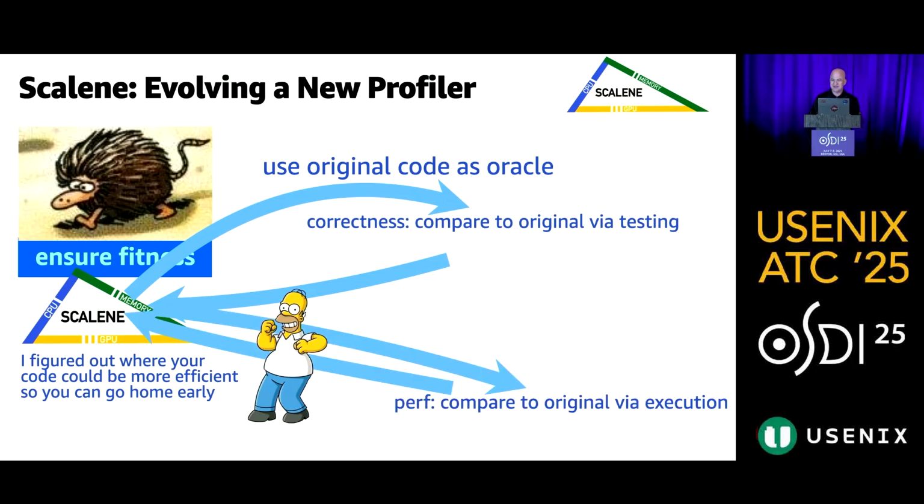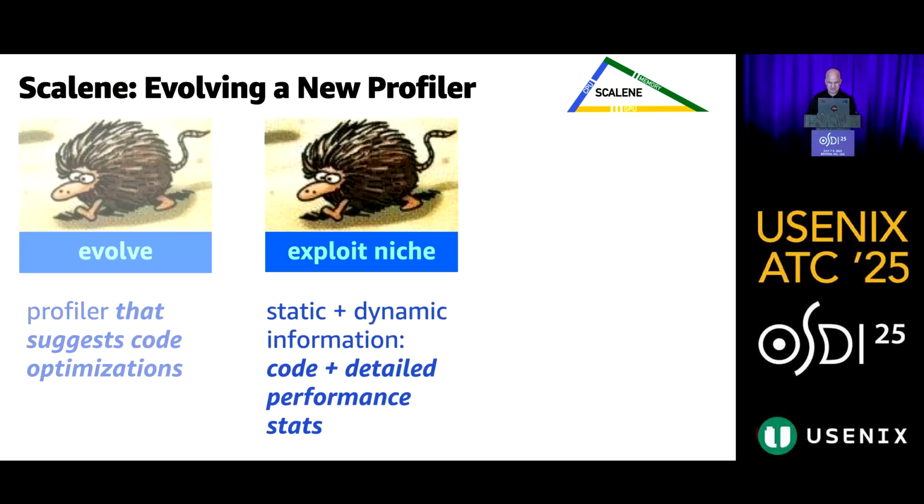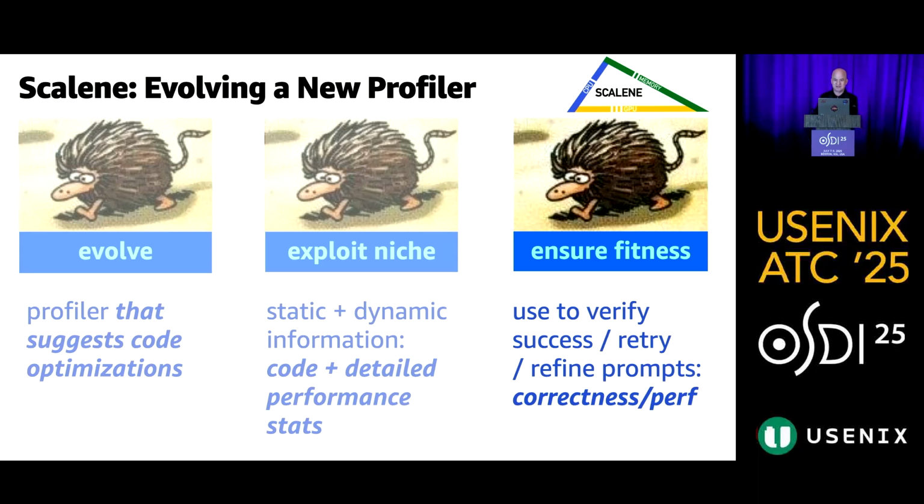Also, of course, you want to validate that the suggestion does what it's supposed to do, that is, optimize the code. Right? So fitting into this template, we've got an evolve tool. It's a profiler++. It suggests code optimizations. It exploits its niche. The profiler knows not just about the static characteristics of your code, but it has detailed, fine-grained performance information that it can use to guide the LLM to generate code that solves the particular performance issues. And finally, you can ensure fitness. You can verify that the code is still doing what the original code does. All right?